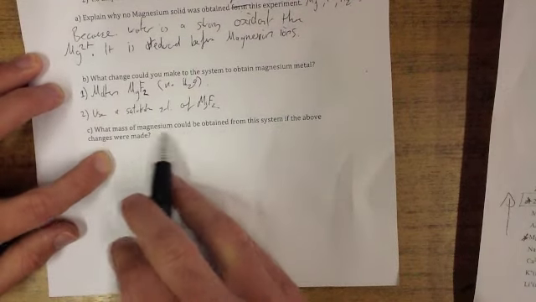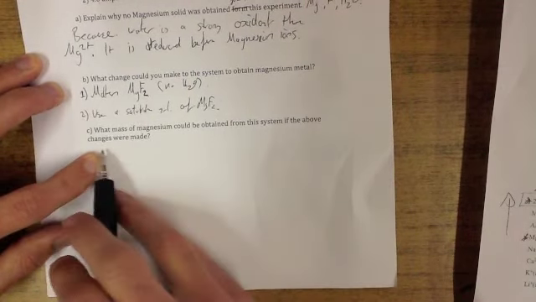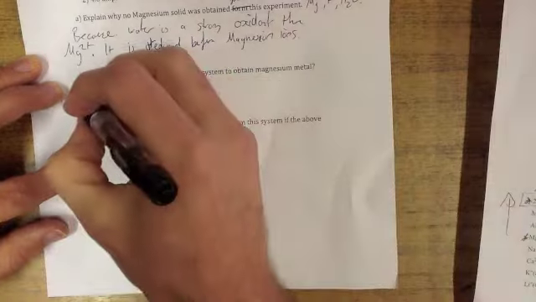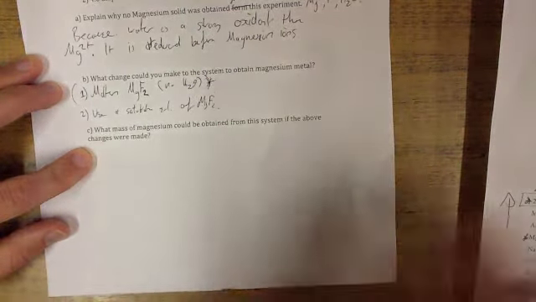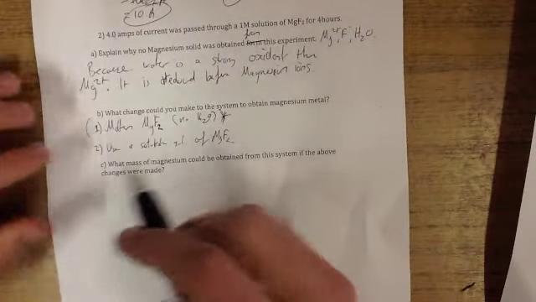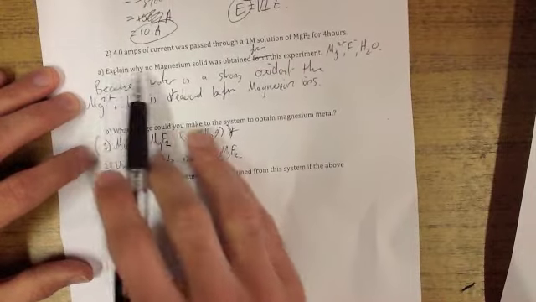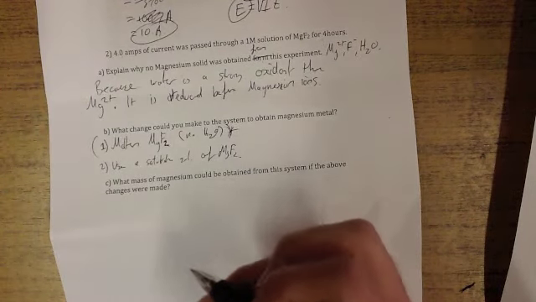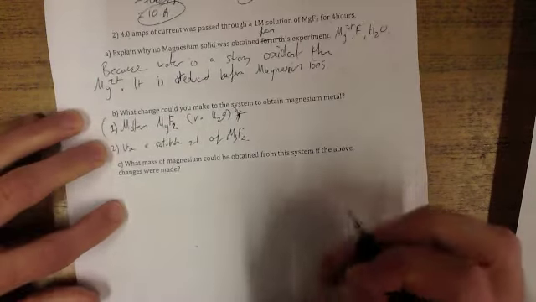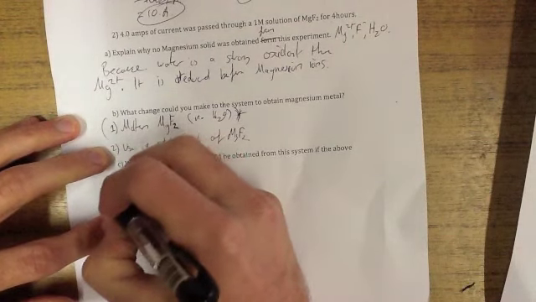Next question is, what mass of magnesium could be obtained from this system if the above changes were made? I'm going to go with this one here. If this change is made, what will happen? Now, to do this, we need to think about what's happening in this reaction. We've got 4 amps of current for 4 hours, and we need to use Faraday's laws. I'm going to write the Faraday's laws out now, quickly, and we'll discuss how we're going to use them.